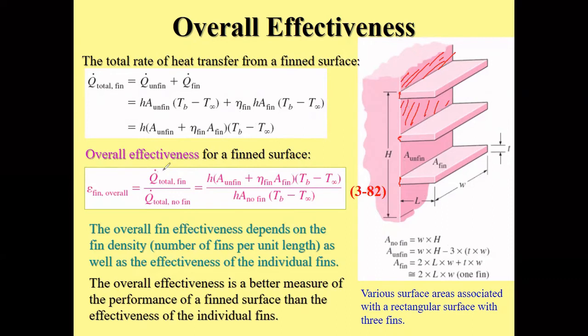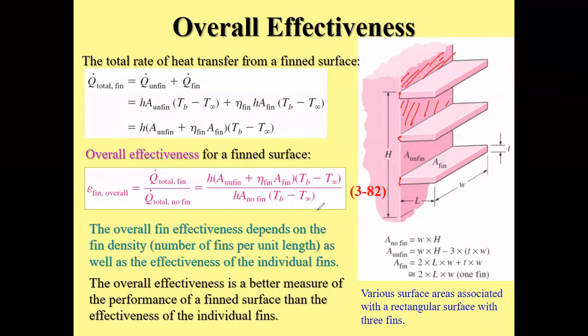And the overall effectiveness is the Q total fin divided by the Q total no fin, right? So there are 2 things, unfin and no fin. You have to remember, unfin is the surface that has no fin, while no fin is the surface when there is no fin at all. When there's no fin at all, you don't subtract anything, because we want to see how much it is compared to having no fin.